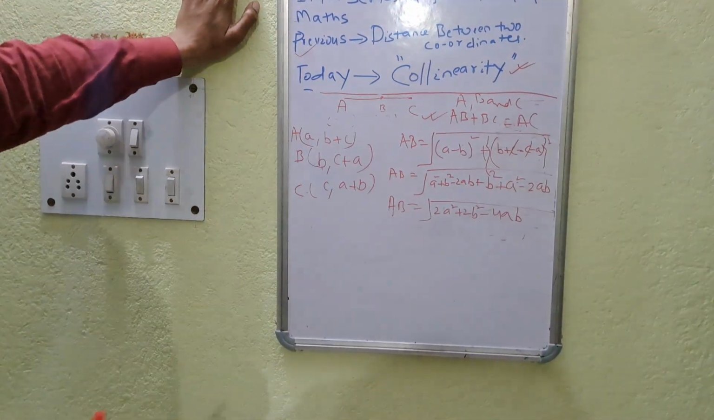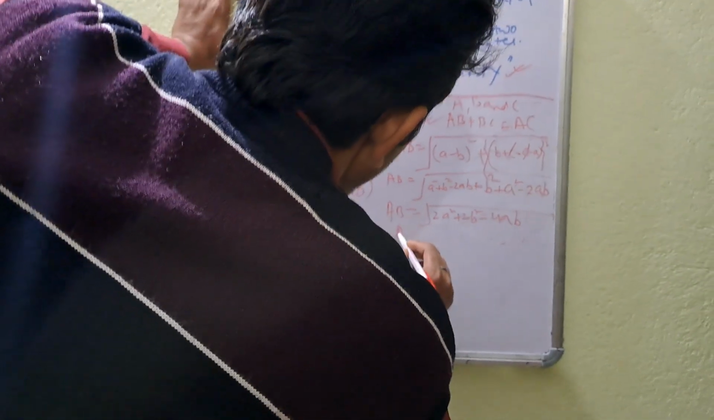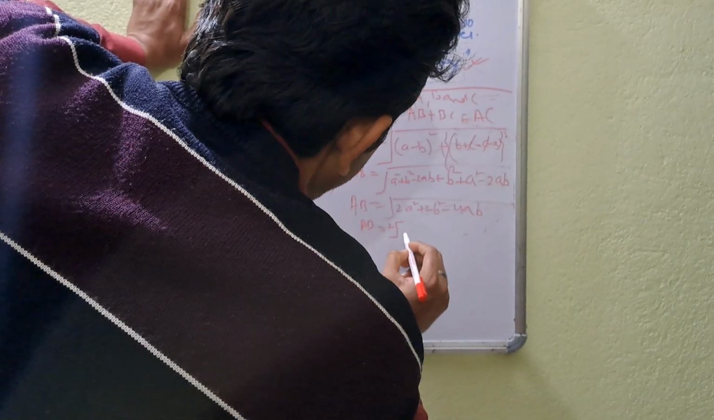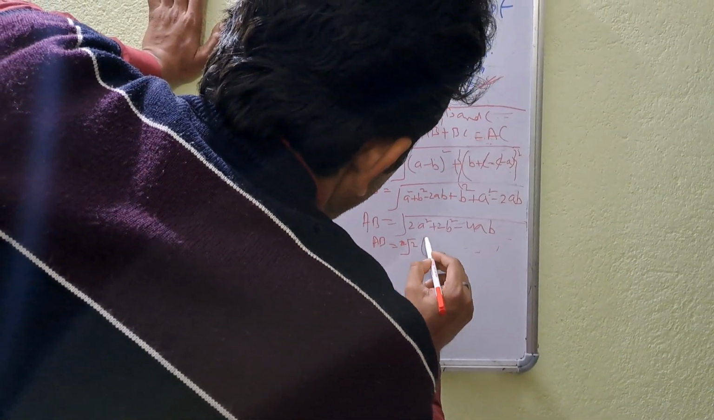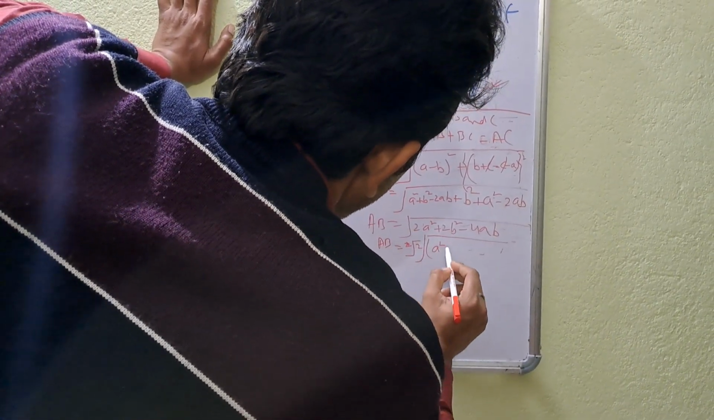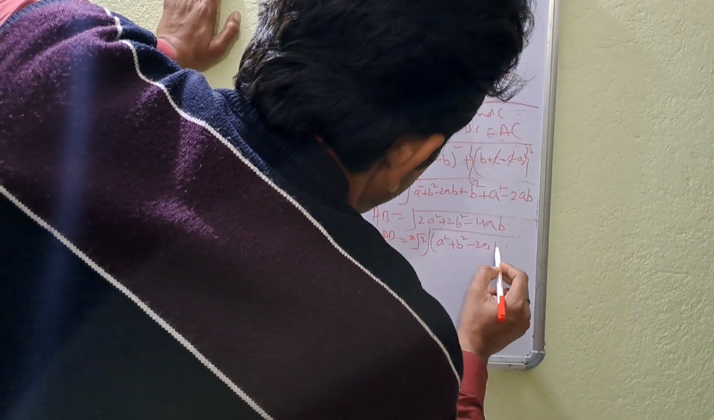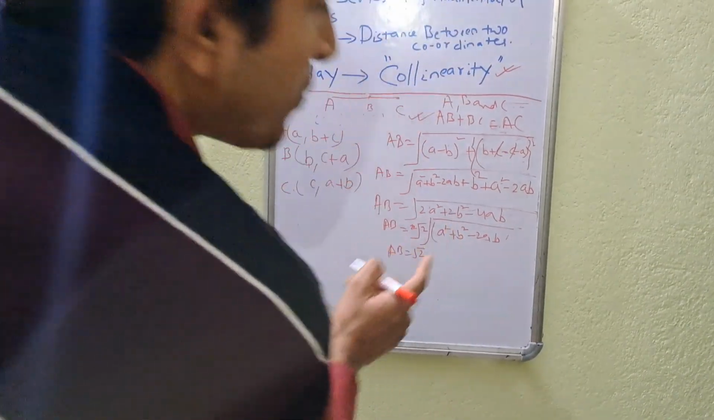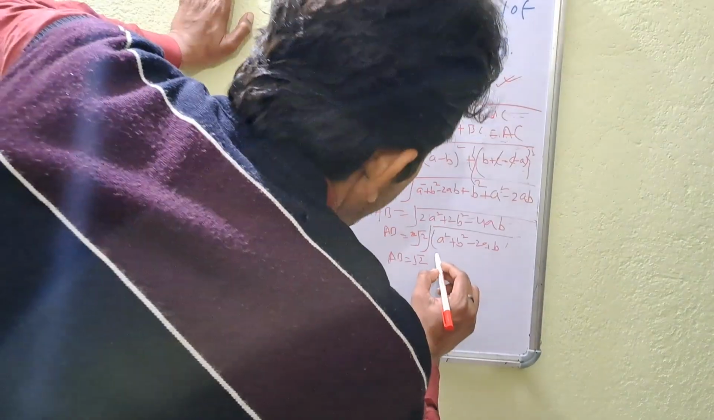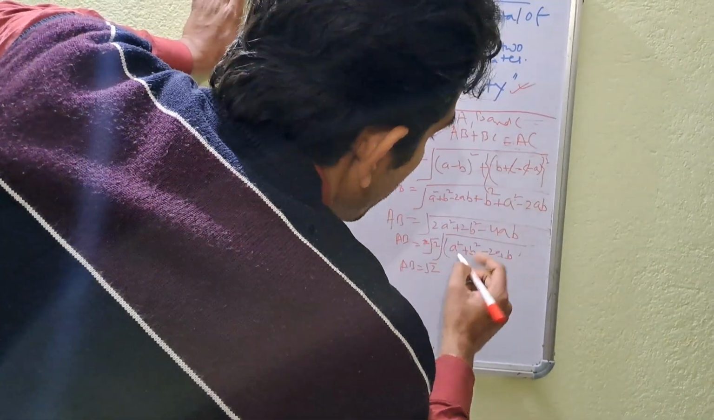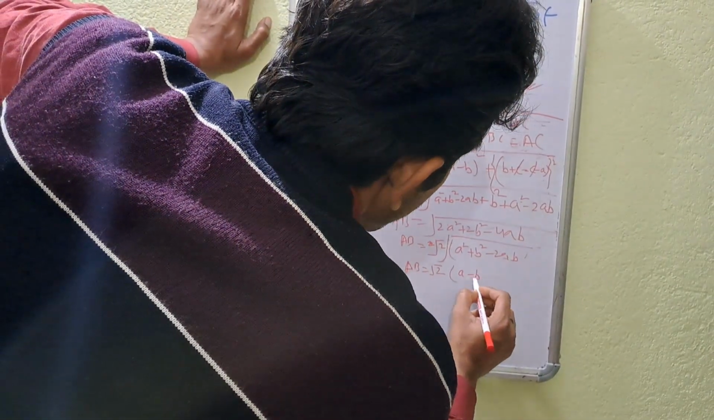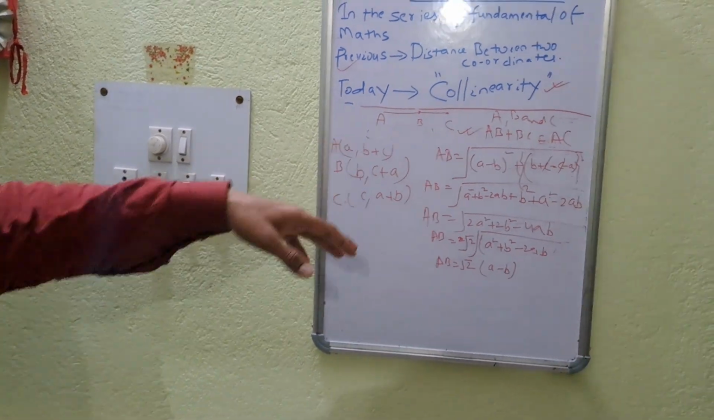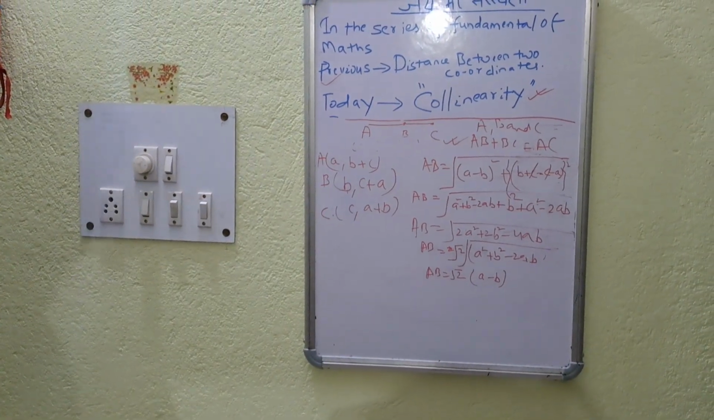Understood? So we will be taking the 2 out. So AB is equal to under root 2 times (a square plus b square minus 2ab). It means it is (a minus b) the whole square under the root, so it will be (a minus b). So AB will be equal to root 2 (a minus b). So similarly, we will be calculating BC.